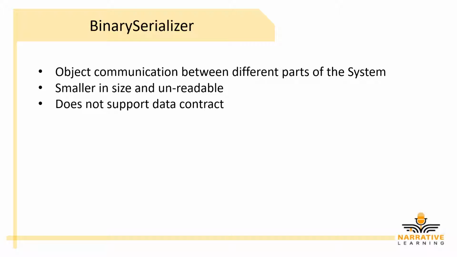According to Microsoft, it serializes and deserializes an object or an entire graph of connected objects in binary format. A binary serializer is used when you want to communicate an object between two different parts of the system while having the same state. It is important to use this technique when the systems share the same type, and if they're not sharing the same type, then there are other ways of serializing it. But it's better to use this one if they are sharing the same type. They are smaller in size and they're unreadable, and most of them do not support data contract, but data contract is supported in the case of other serializers. So let's see it in action.